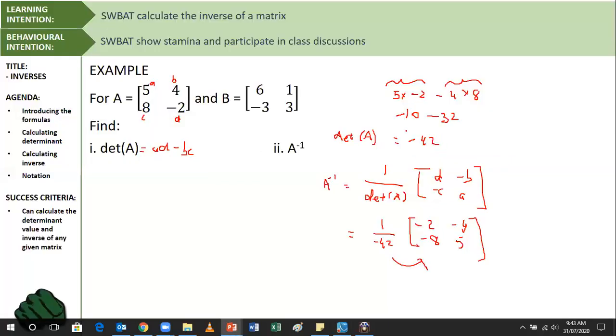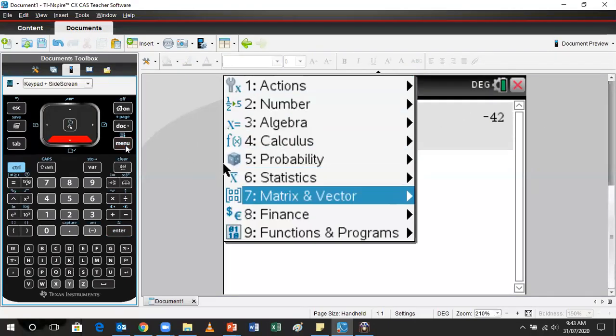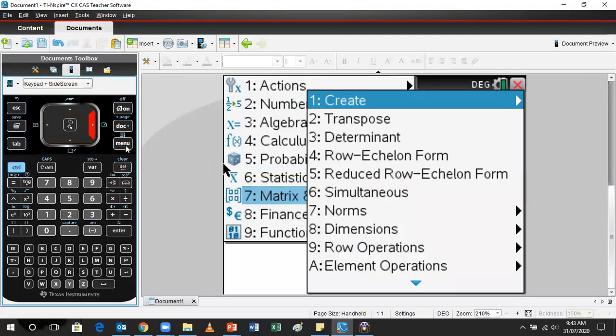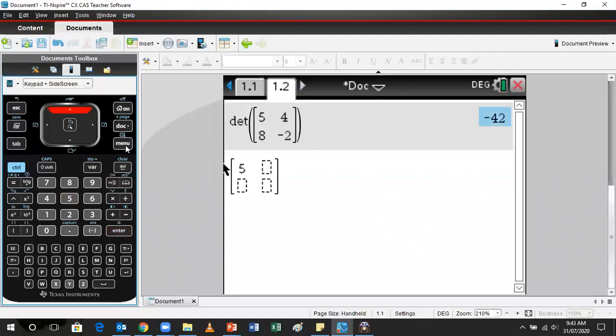Now, if you didn't work out the determinant by hand, you wouldn't be able to work out the inverse by hand. So what we're doing is going through the process of doing this on CAS, where you don't even need to have the determinant. Even if we didn't do this step, CAS can still work out the inverse for you. So 2 by 2, 5, 4, 8, -2. And the way it works is power of -1.